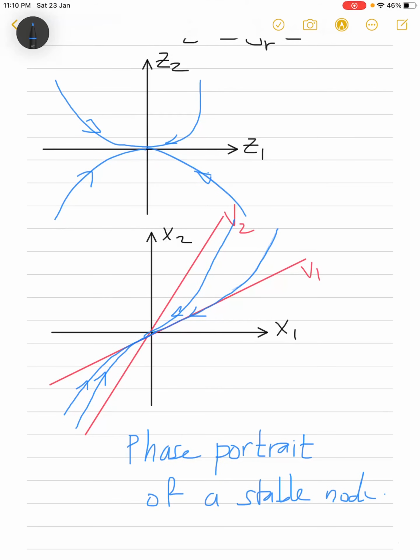So this completes my presentation of second order linear dynamic system qualitative behavior around the equilibrium point at the origin. In the next video, we'll start talking about second order nonlinear dynamical systems.